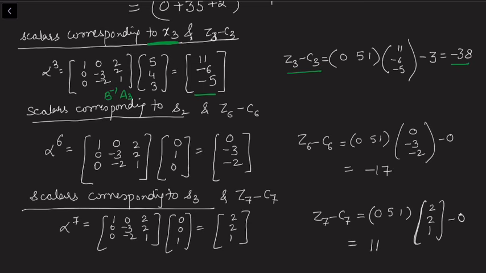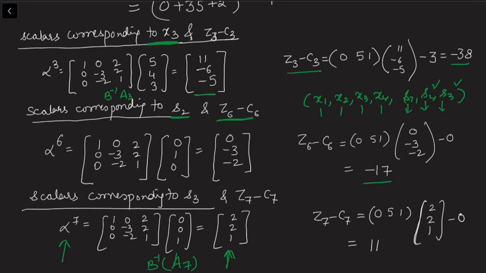Then we calculated alpha 6. So alpha 6 is actually the corresponding column with respect to S2, because we had in total 7 decision variables: x1, x2, x3, x4, S1, S2, S3. So these were the 7 decision variables. I'm just considering this as first, second, third, fourth, fifth, sixth, seventh. So in this way for S2 and S3 we have calculated Z6 minus C6, that comes out to be minus 17. And corresponding to the 7th column, we have this 0 0 1, that is the A7 column, multiplied by B inverse. We get this entry, and correspondingly we find Z7 minus C7 equal to 11.